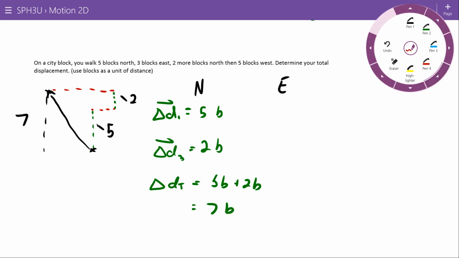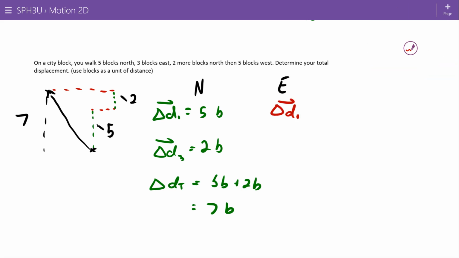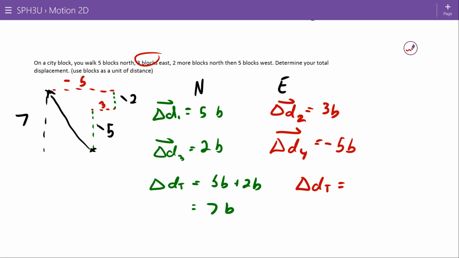Alternatively, in the east direction, we can say that delta D1, you would have come over a distance of 3 blocks, and then delta D, I guess that's delta D3, that's 2 and 4 actually, isn't it? 2 and 4. This is coming back, so this is 3, and this is coming back 5, but because it's going west, it's going to be a negative, so that's negative 5 blocks.